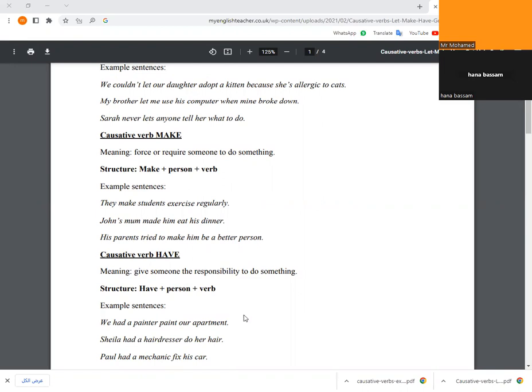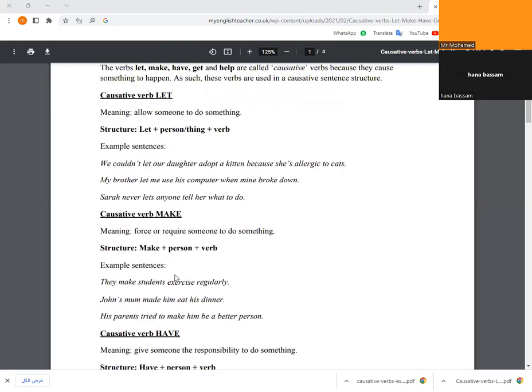And the most important thing here in those two verbs, we use the main verb. My father let me use, the main verb. They make students exercise, the main verb. John's mom made him eat. We use here the main verb.